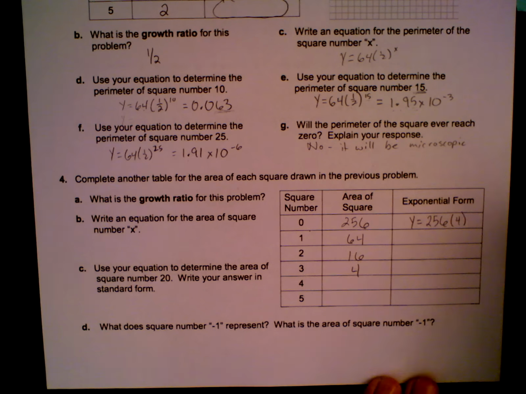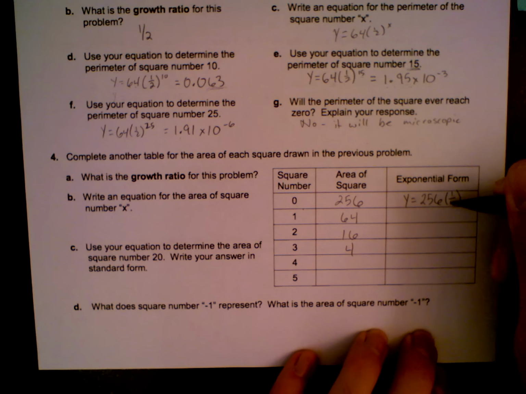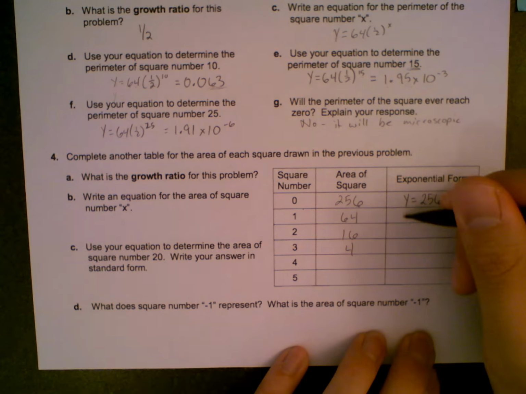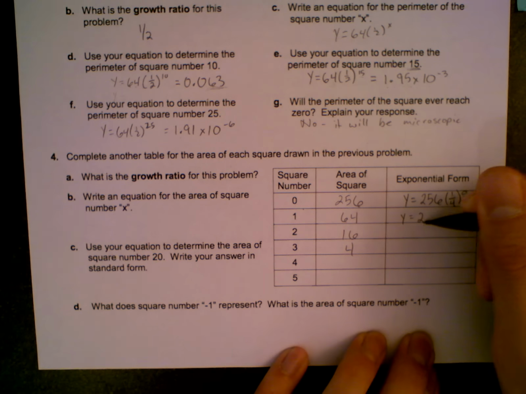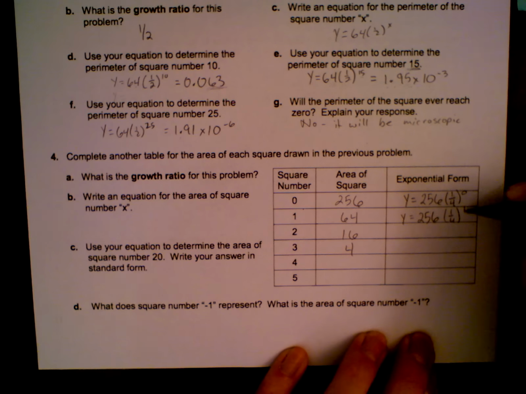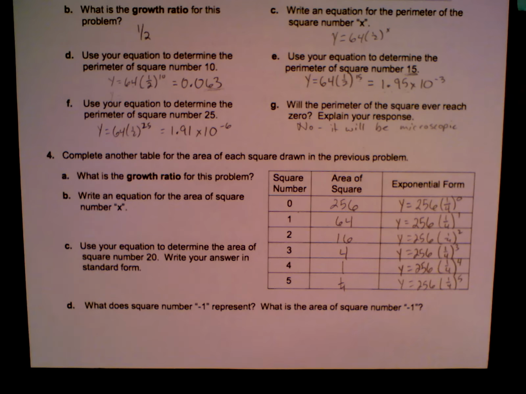So it's decreasing by 4, but we've got to make sure that we're writing it as a fraction, so 1/4, and then to the 0 power. Next one's going to be y equals 256 times 1/4 to the first power. Go ahead and continue your chart. There's our table completely filled out.